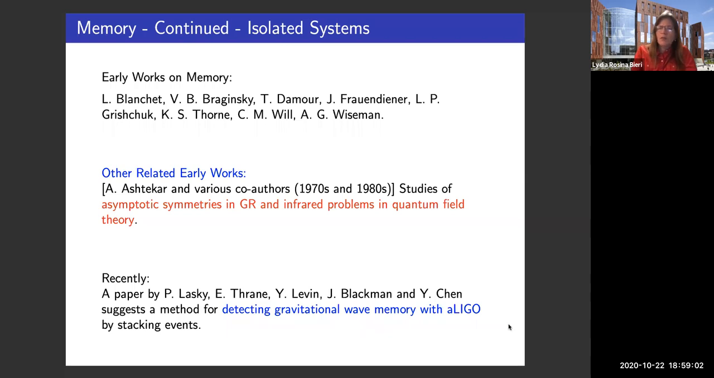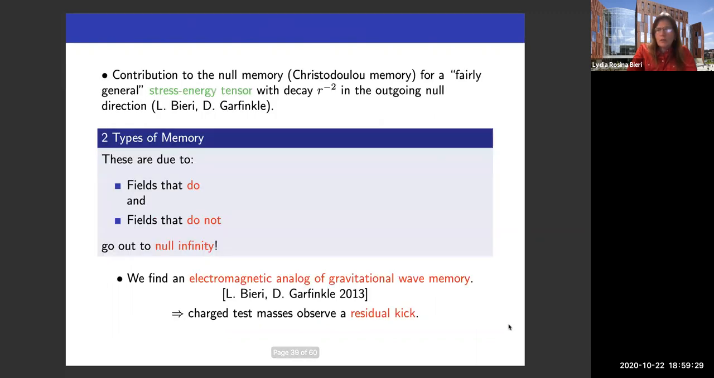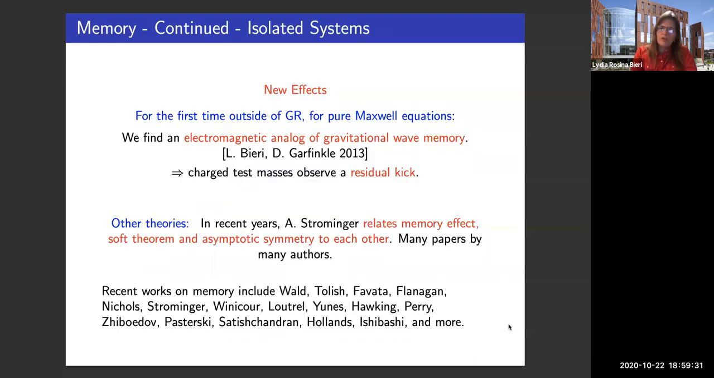There has been a lot of work from the early days on, and in the last few years, many more people have come up with new work. Recently, there have been a couple of papers by Lasky, Thrane, Levin, Blackman, and Chen, who are part of the LIGO collaboration, suggesting how to detect memory from LIGO by stacking events. There is a lot more contributing to this memory effect.